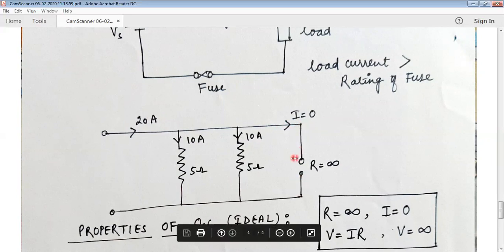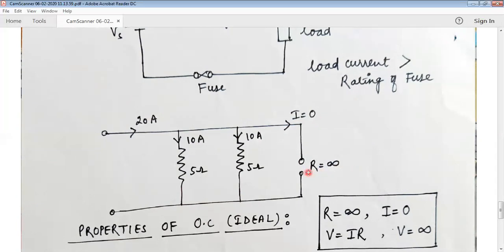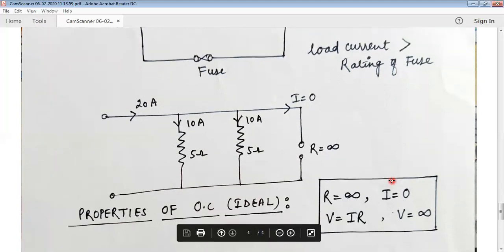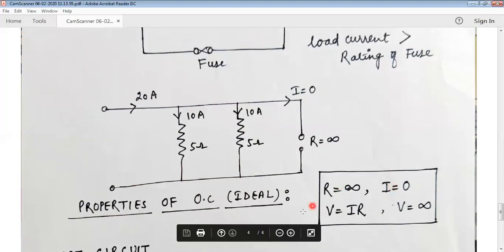If current is 0 means resistance is infinite. So what are the properties of open circuit? Ideally, the properties of the open circuit are, in that condition, resistance will be infinite, current will be 0, and from Ohm's law, V equal to IR, voltage will be also infinite. This voltage means potential drop across it will be infinite. So these properties you have to remember.